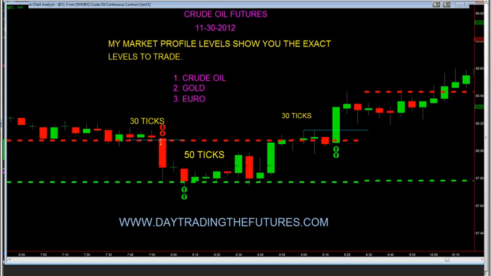But the bottom line is, if you break down through high value area, you're looking for a downside push to low value area. If you come down to low value area, you're looking for a push back up to high value area. If you break outside of high value area, you're looking to push up to the next high value area or low value area. The bottom line, a very simple methodology.